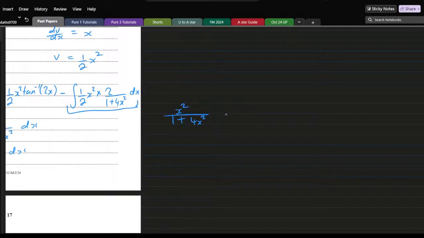I know some people prefer to do long division. I'm not going to carry out long division. The way I do it is we want to write our numerator in terms of the denominator.